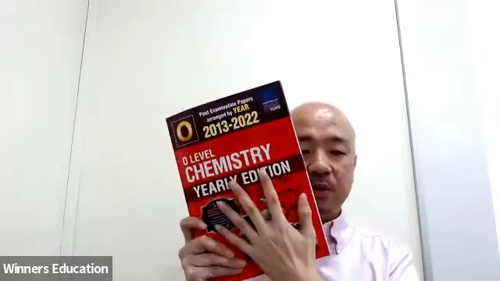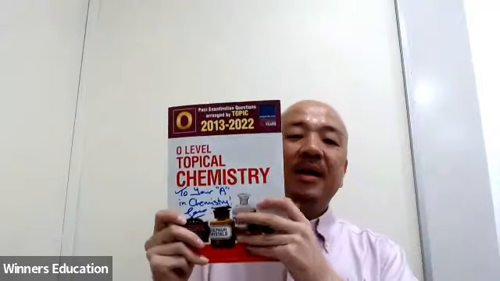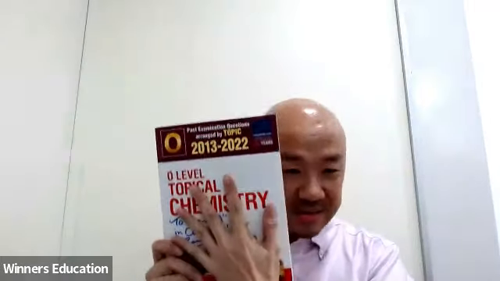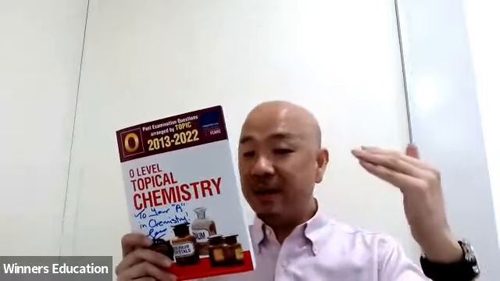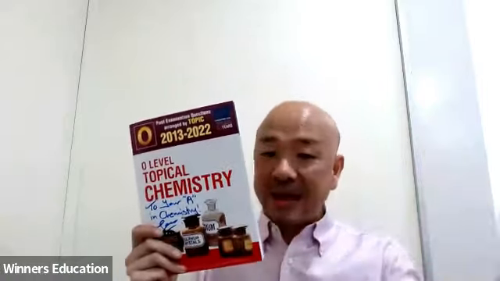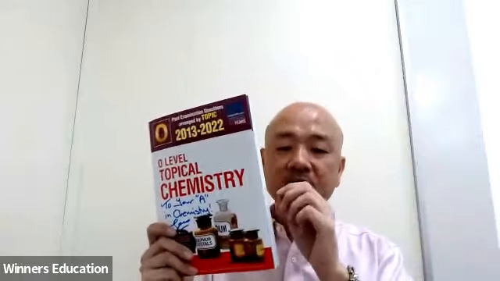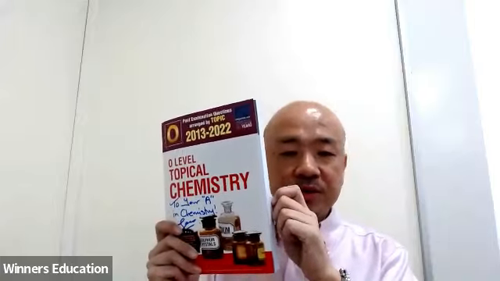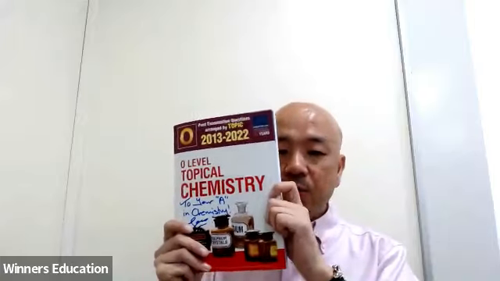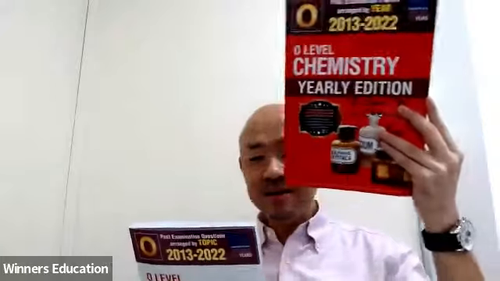So once again, this book is for Year 4, or Sec 4, and the topical book is for Sec 3 as well as Sec 4. If you are in Sec 3, you can get a copy of this, and if you're Sec 4 and you already have a copy that you bought last year, you don't have to buy a new one. The only thing that's missing from last year's book is the 2022 November paper, which is inside the yearly book itself.